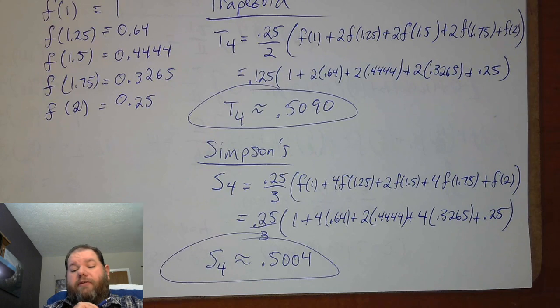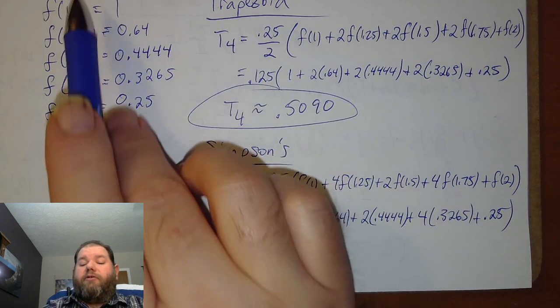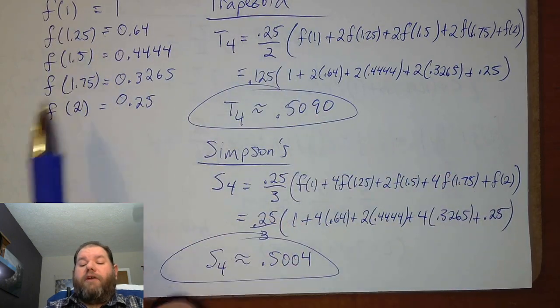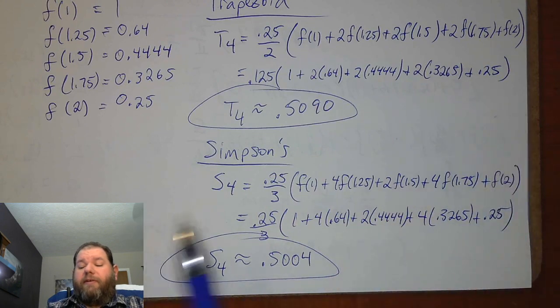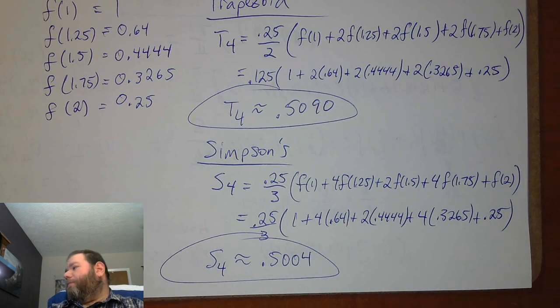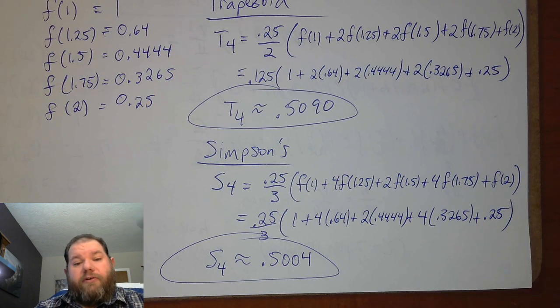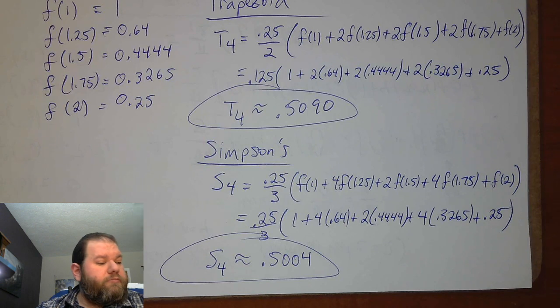But yeah, this is how I would recommend you work that problem as well. We calculate our width, figure out our function values, and then plug everything into the Trapezoid and then Simpson's, and we can compare from there. Does anyone have any questions on that?